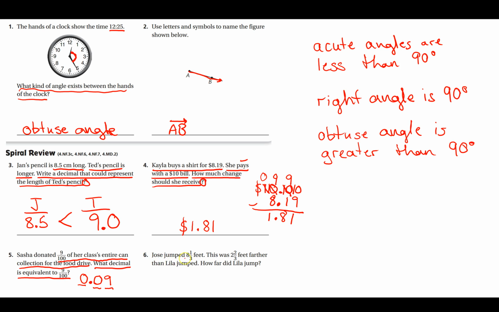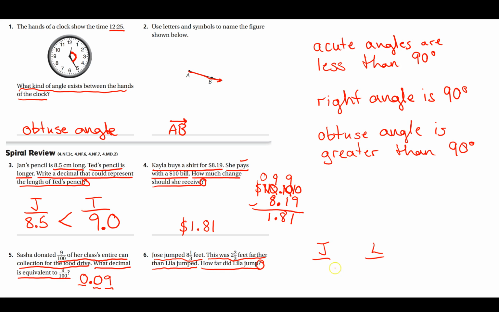All right, number 6, Jose jumped 8 1/3 foot. This was 2 2/3 foot farther than Lila jumped. How far did Lila jump? So, first of all, let's pull those names out, Jose and Lila. And let's remember, we want to do some common sense. Jose jumped 8 1/3. This was 2 2/3 further than Lila.